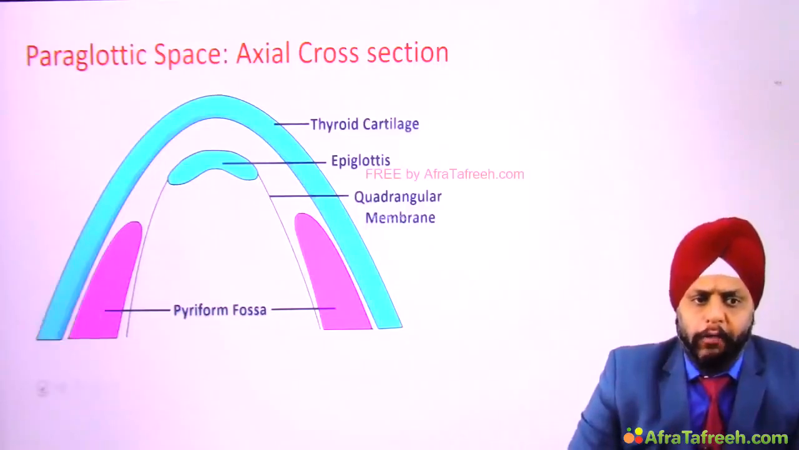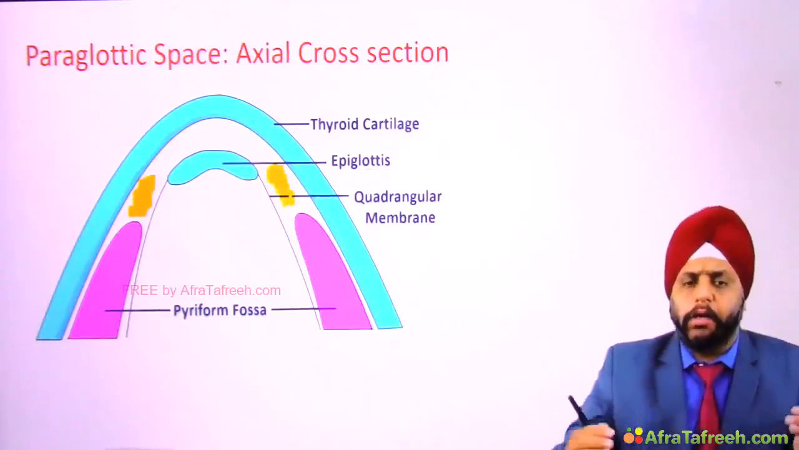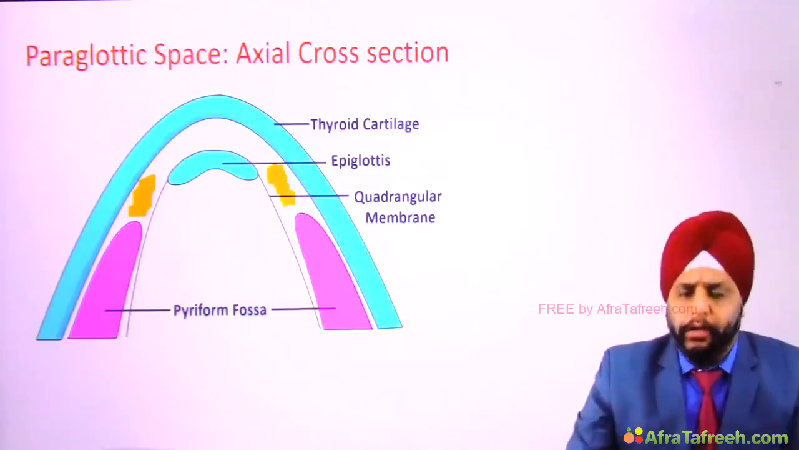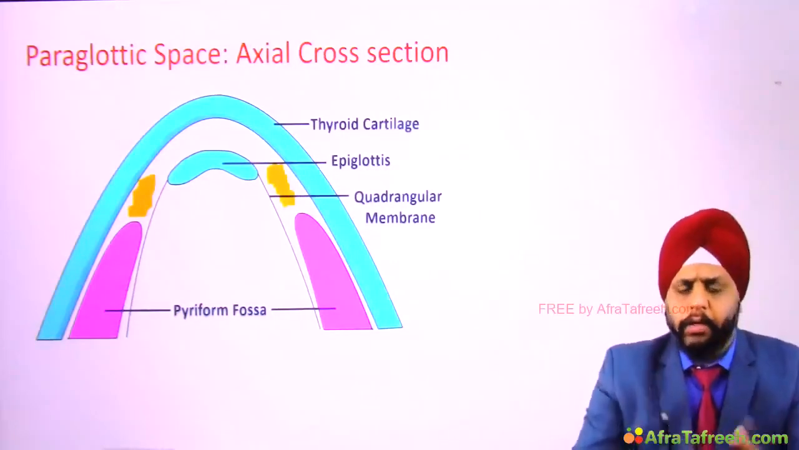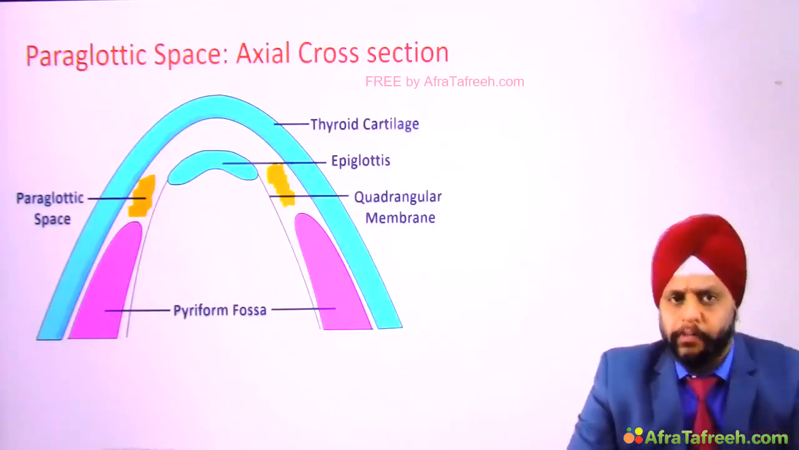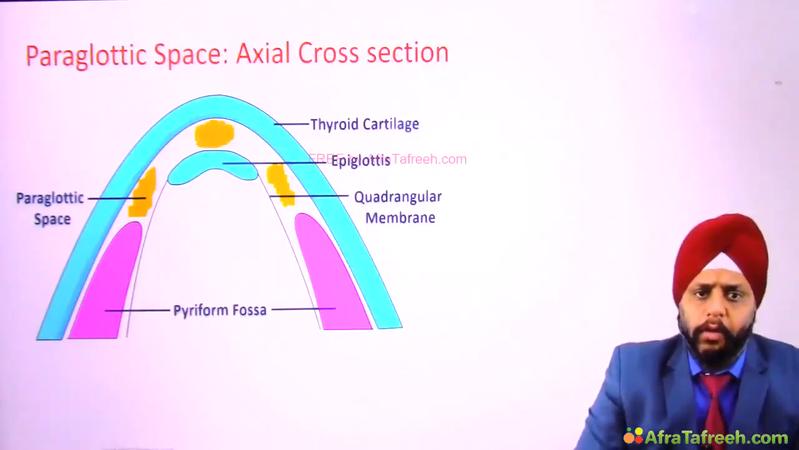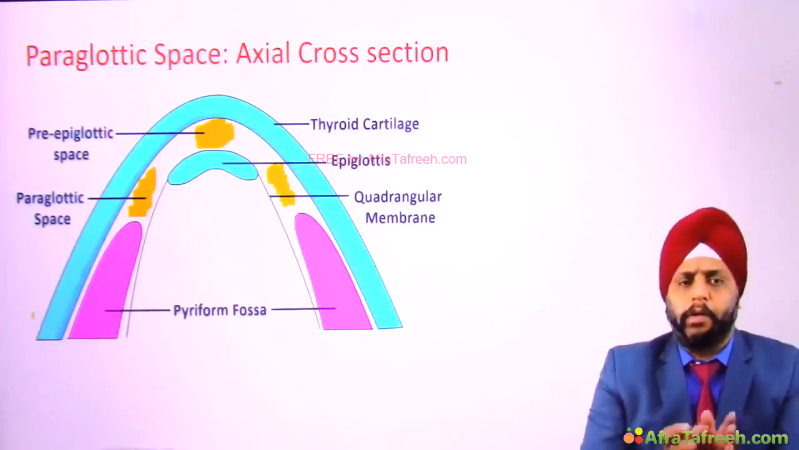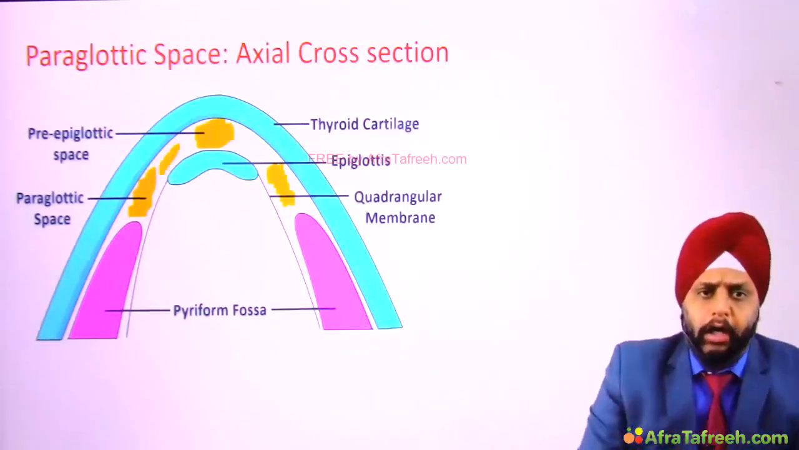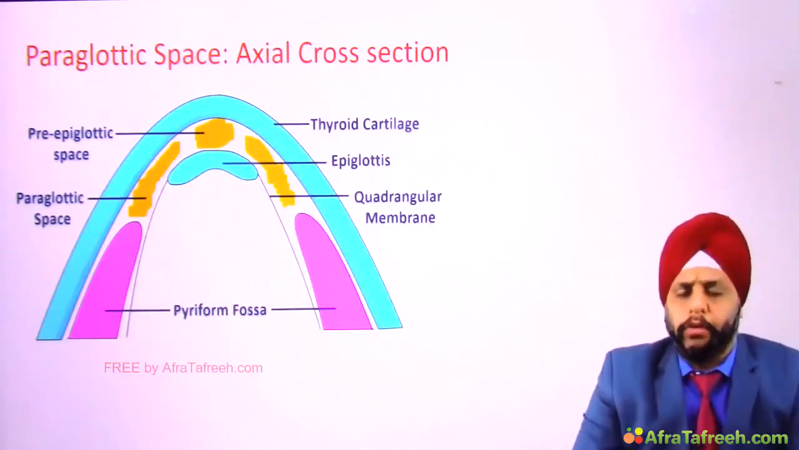And now if I shade this area, where is this area? You see, the anterolateral boundary is the thyroid cartilage, and the medial boundary, what we can see over here, is the quadrangular membrane. This is our paraglottic space. And remember, the paraglottic space communicates with the pre-epiglottic space. The pre-epiglottic space is open laterally, and there it communicates with the paraglottic space, right? So they are in communication with each other.